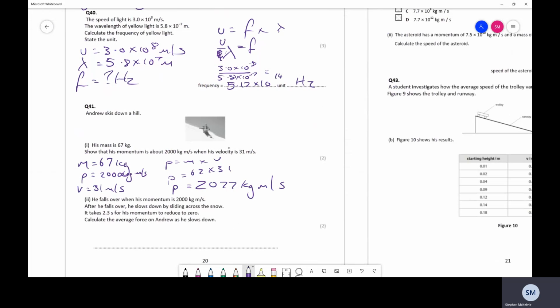He falls over when his momentum is 2,000 kilogram meters per second. Oh no! After he falls over, he slows down by sliding across the snow. It takes 2.3 seconds for his momentum to reduce to 0. Calculate the average force on Andrew as he slows down.